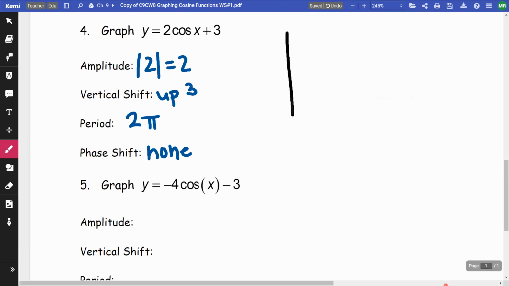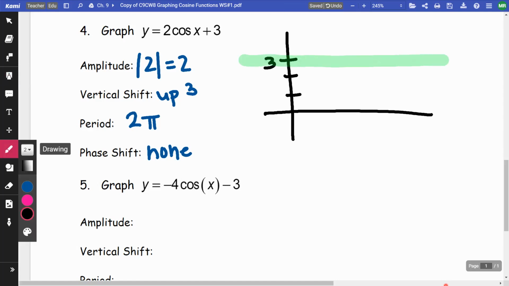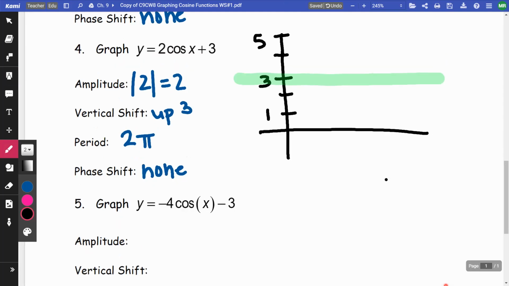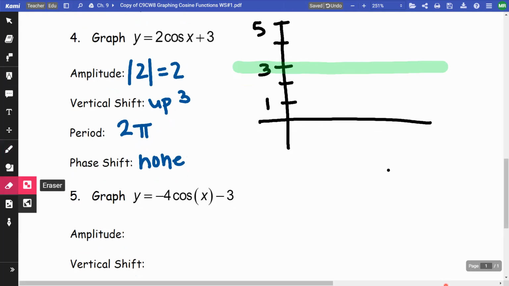So in this case, I need to start up at 3. 1, 2, 3. That is my vertical shift. Then I'm going 2 above and 2 below. So when I go 2 below, I'm going to be at 1. When I go 2 above, I'm going to be at 5. Now for this one, we are not having any shift in terms of phase shift. So I'm going to be starting counting 1, 2, 3, 4, 5, and that's going to be 2 pi.